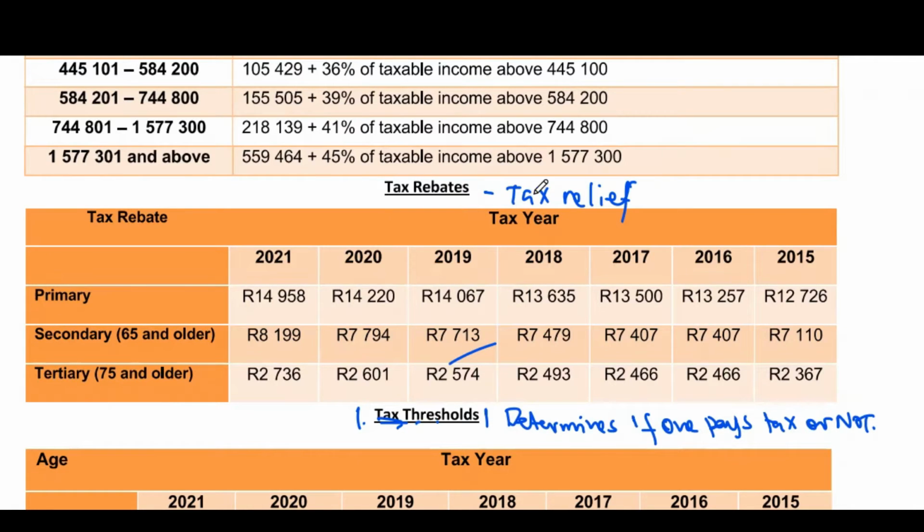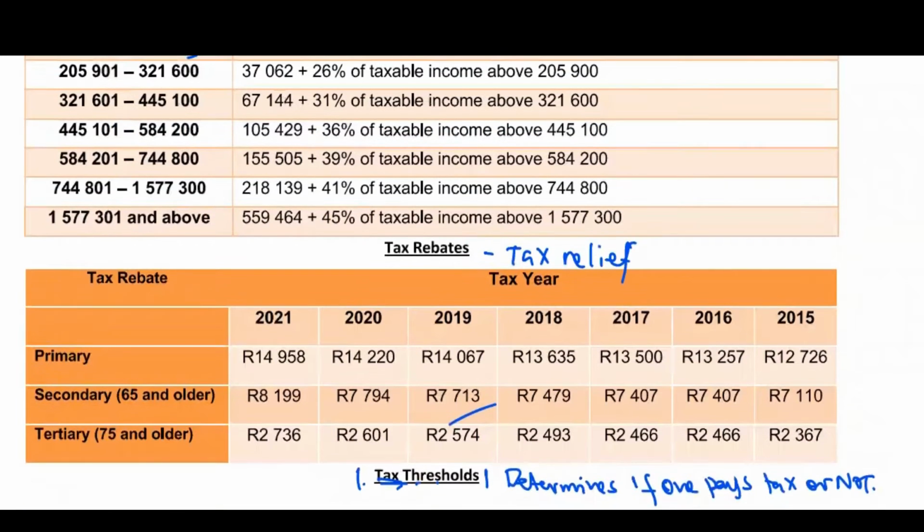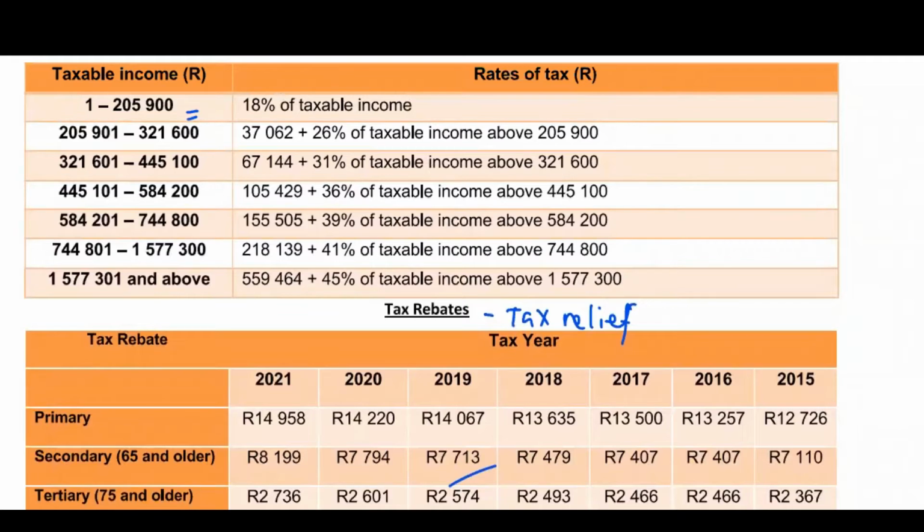So rebates are a relief given by the government to taxpayers, and we subtract it from all the tax that a person has to pay. Another thing you have to take note of: primary is for all the people. Everyone qualifies for primary. But if the person is 65 to 74, you subtract 2 values. If the person is 75 and older, you subtract all 3 values. We shall see as we go on.